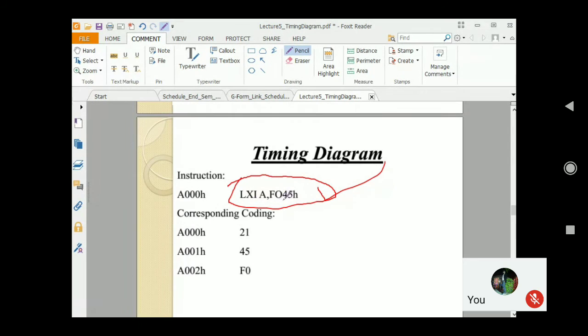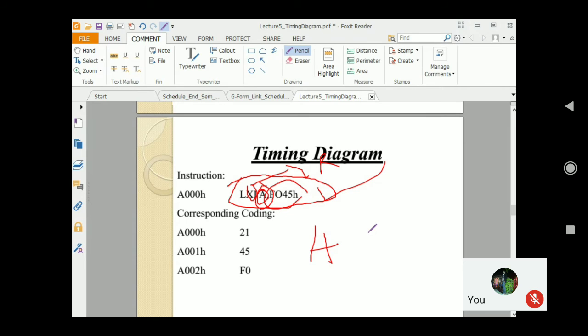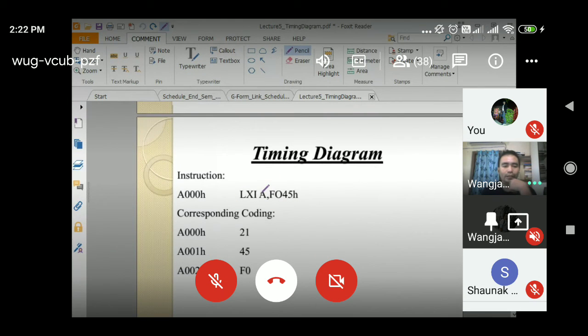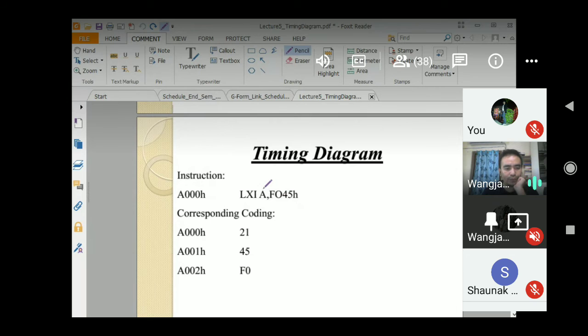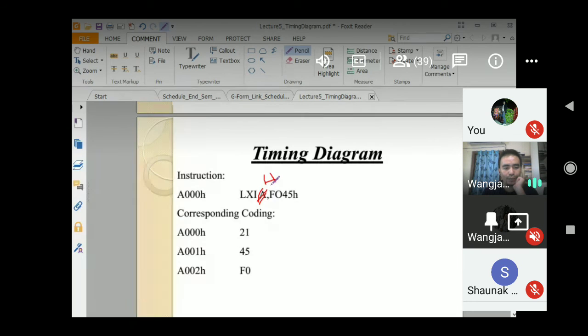LXI A, F045H. It is a 16-bit value, so it should be a register pair instead of a single register. Okay, this is the mistake. Why? Because LXI is extended, it will always take a register pair. So instead of writing A here, I need to write H. Any register pair, so H means the HL pair. So writing A is the mistake. For this instruction, LXI H, the value is 21.